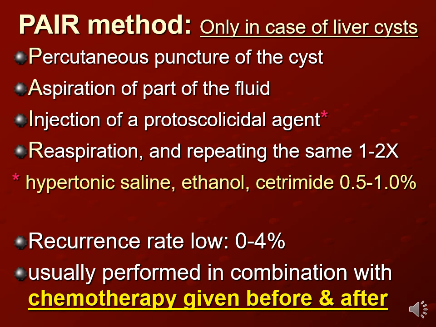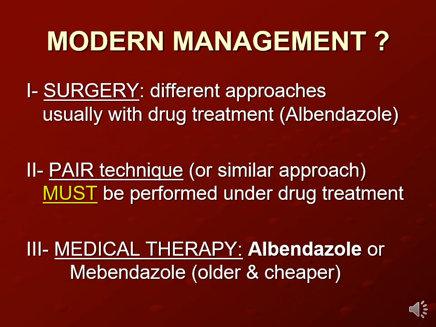So this is for treating hydatid cysts if we don't want to do surgery and we can evacuate the cyst. So we practice the percutaneous aspiration, injection, reaspiration technique. Now the recurrence rate is low, less than 4%, usually performed in combination with chemotherapy or with medical treatment with the drugs a few days before and for 1 month after, usually.